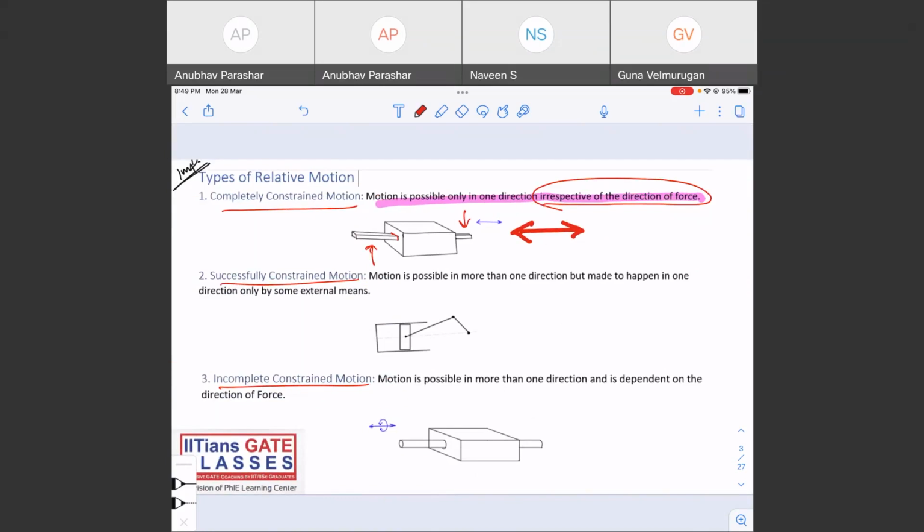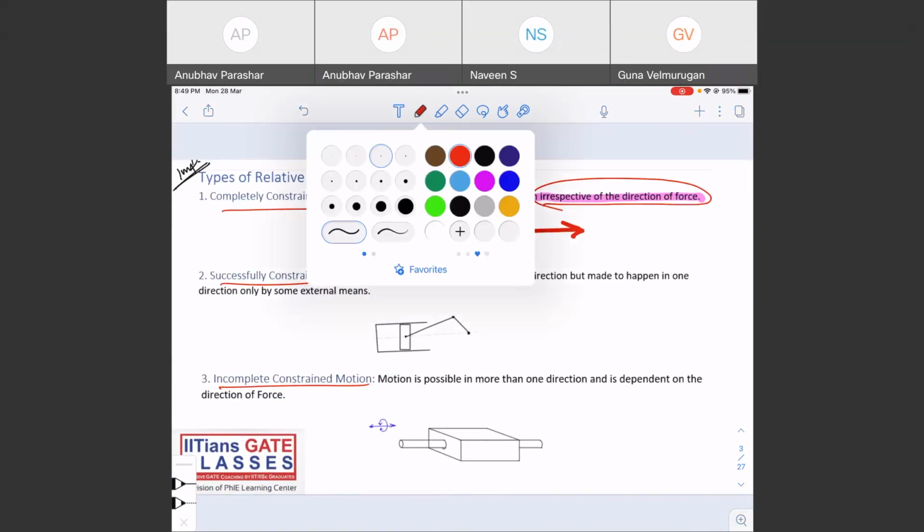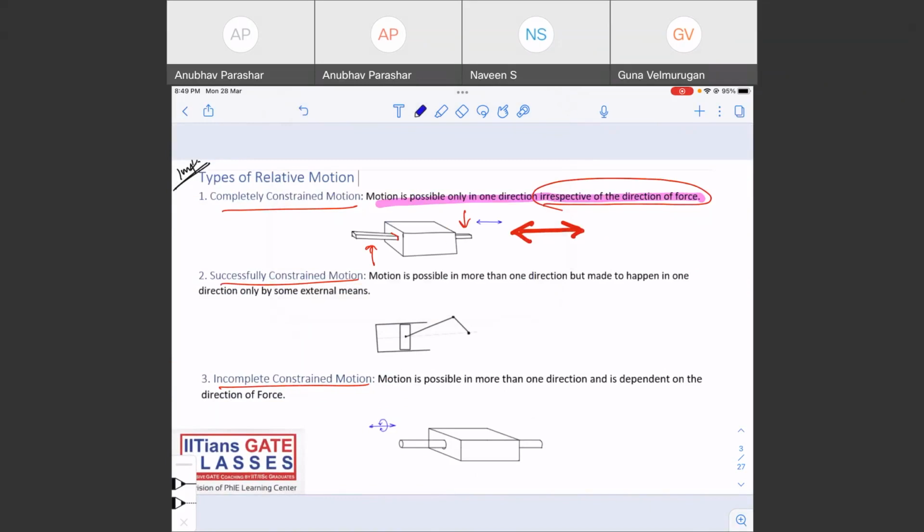The next is successfully constrained motion. What is successfully constrained motion? It is a motion where motion is possible in more than one direction, but made to happen only in one direction by some external means. Let us take an example very quickly. Can you see this cylinder?